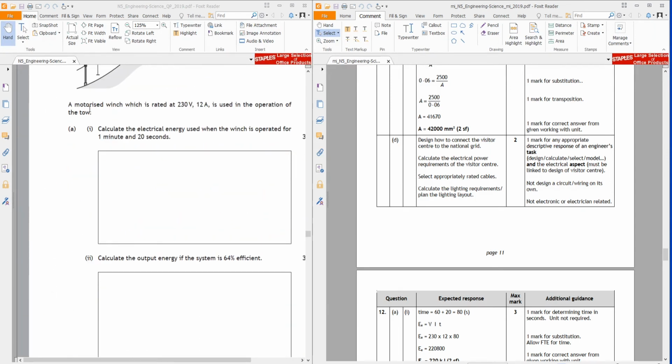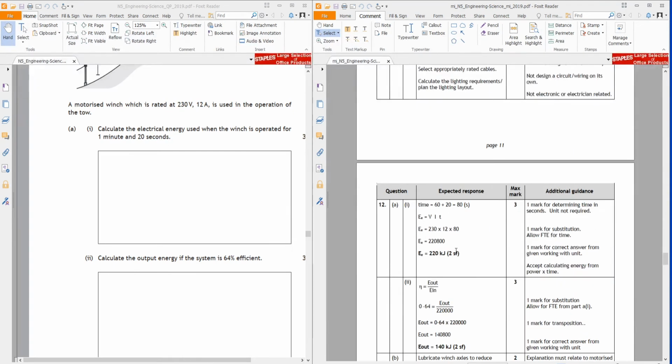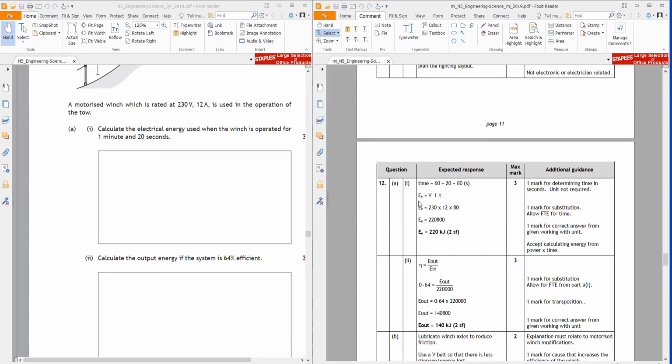Okay, motorised winch. So data booklet, and we'll find the formula. Calculate electrical energy. E equals I times t times V. There we go. So it's 220 kilojoules.